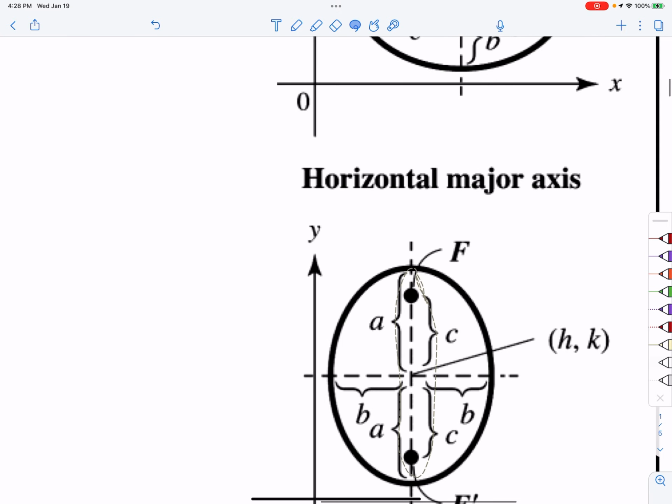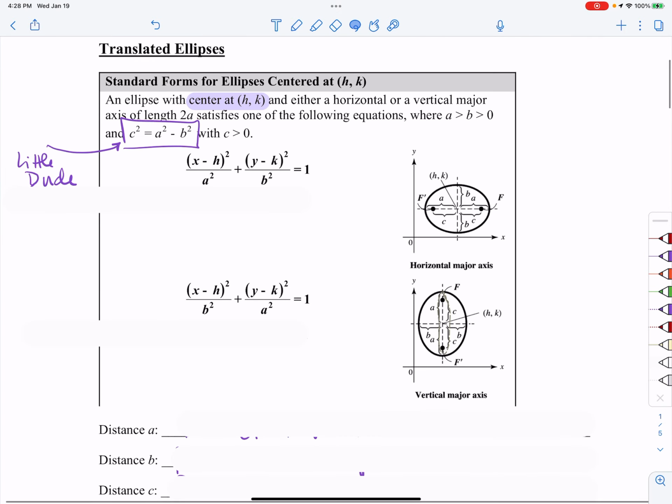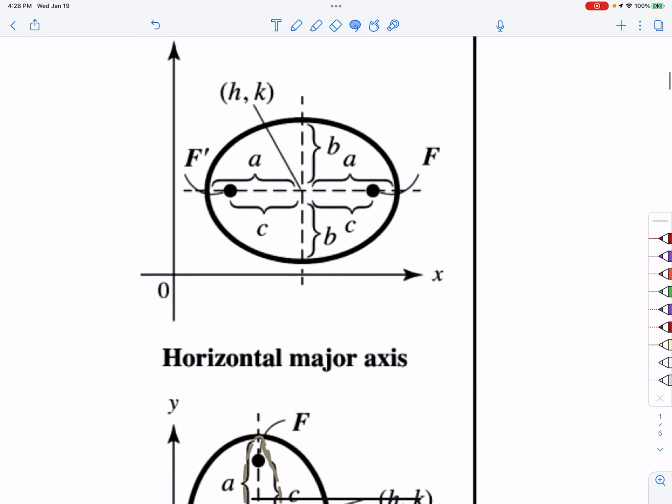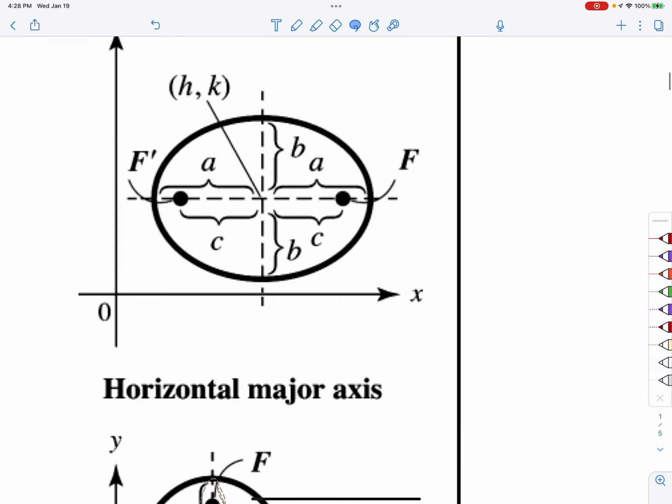Another way to see this is to start naming some different pieces of my ellipse. The ends of the major axis, these right here, are called vertices. So every ellipse has two vertices, that's the plural form of vertex. And so you could also say that the major axis goes from vertex to vertex.